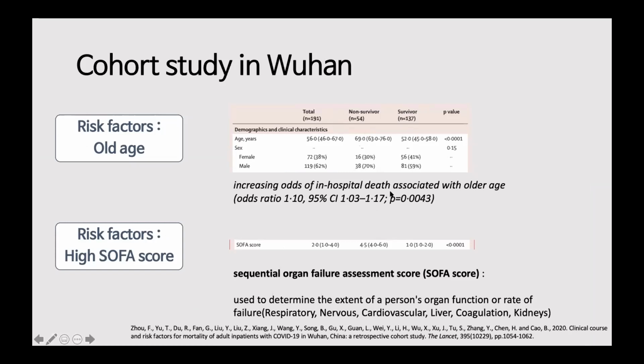And the second risk factor is a high SOFA score. The SOFA score means how much our body is damaged. It stands for Sequential Organ Failure Assessment. So this basically is a value which means how badly you're feeling. It basically means how much you're being affected by the disease.